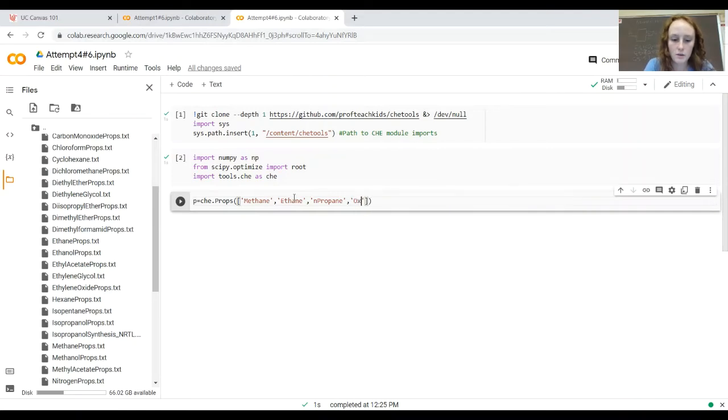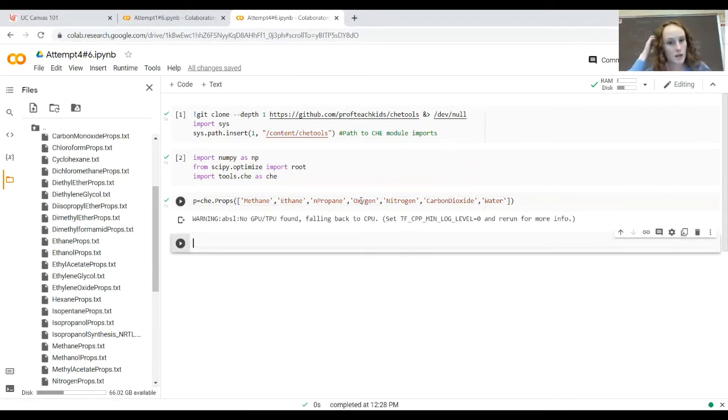oxygen, nitrogen, carbon dioxide. Finally, we have water. Perfect. We can do Shift Enter to make sure that runs, and I haven't made any spelling mistakes or anything. And it looks like it's all good. It has a green check mark, meaning it ran despite the little warning there.